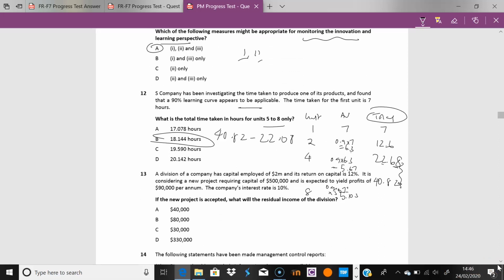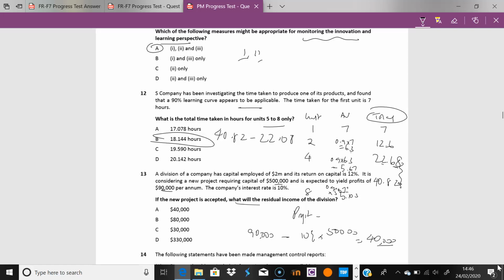Then here we are, question 13. Interesting one here. They're looking for residual income. Remember, residual income is the profit minus the company's agreed benchmark level of interest, so to speak. So in effect, for this new project we have here, we were expecting you to make 90,000, minus the 10% times the actual capital required. So that would have been 10% times 500. So the new project should bring you 40,000.